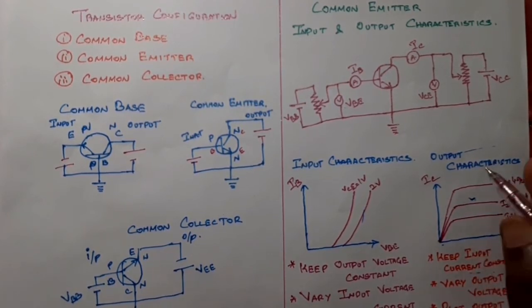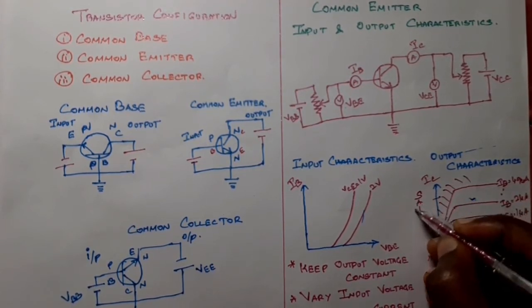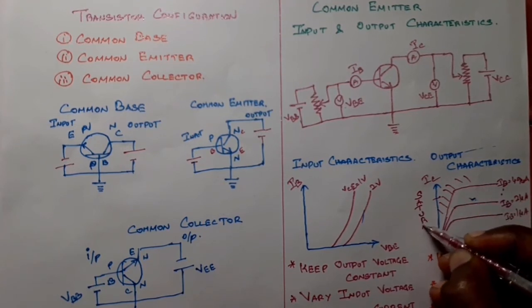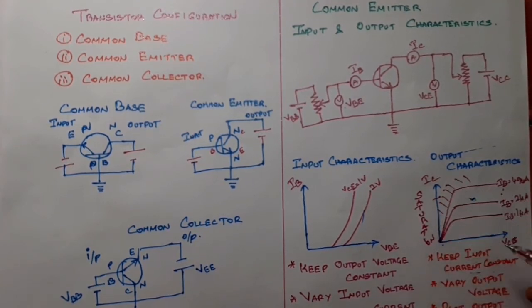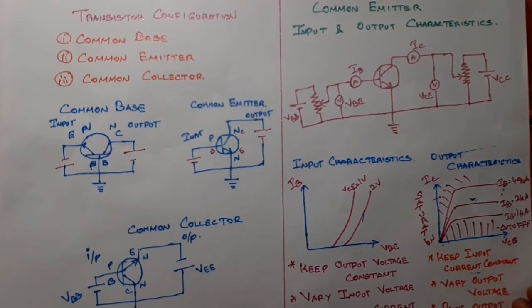What does this mean? The device gets saturated. You will not get more output here. The region above this is called the saturation region. If you reduce the input current below this value and do this experiment, you will not get any output at all. Your transistor is in the off position. This region is called the cutoff region.